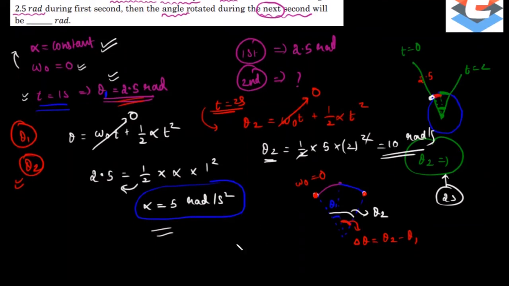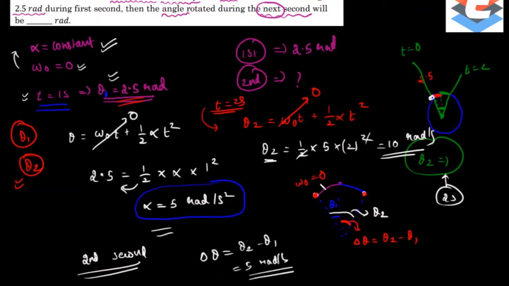So what is going to be our delta theta? During the second second, how much angular displacement has happened? That is nothing but theta 2 minus theta 1. So 10 minus 5, which is going to be 5. I'm sorry, theta 2 is 10 and theta 1 is 2.5. So 10 minus 2.5 is 7.5. I'm very sorry for that. It is 7.5.